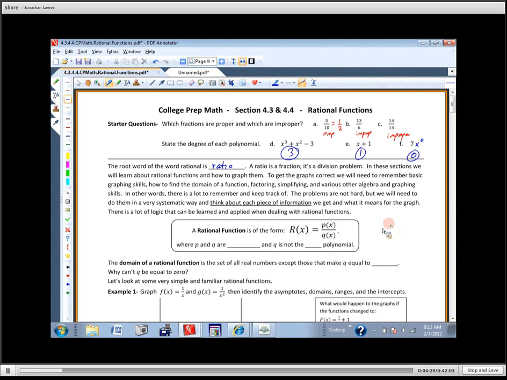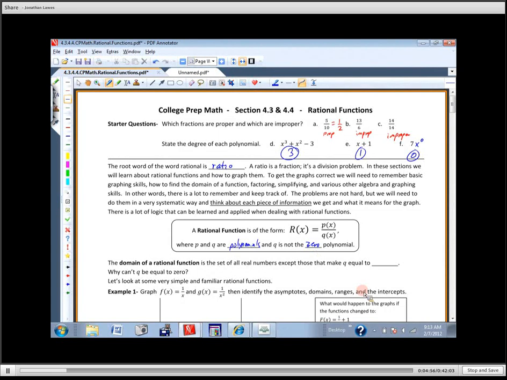So the first thing we're going to do is define what a rational function is. A rational function looks like this. We'll use r of x, r for rational. It's p of x over q of x. Now, p is a polynomial and q is a polynomial, okay? P and q are polynomials, and q is not the 0 polynomial. The denominator can't be 0.